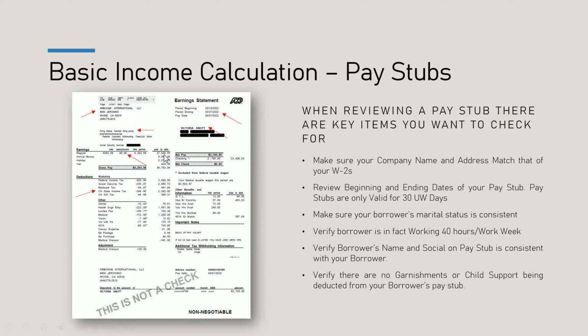So making sure your social matches, sometimes it just has the last four, so just make sure that does match. Making sure there's no garnishments. We've had people overlook that and don't calculate it. Here in your other, you're going to have certain things that have come up, whether it's a child support garnishment, it could be an IRS garnishment, a franchise tax board garnishment. If they have any type of garnishment, you do have to add it to your liability.